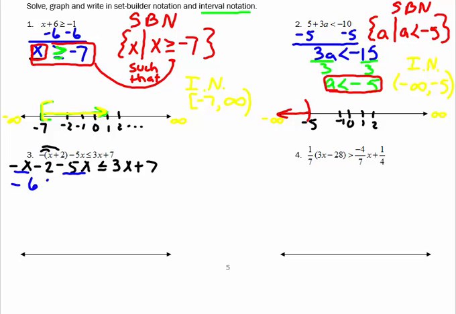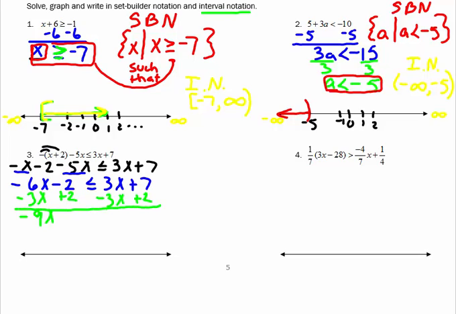Putting those together gives me -6x minus 2 is less than or equal to 3x plus 7. We'll then get variables on one side and numbers on the other. So we'll subtract the 3x over to the left, which means we'll add 2 over to the right, giving me -9x is less than or equal to +9.